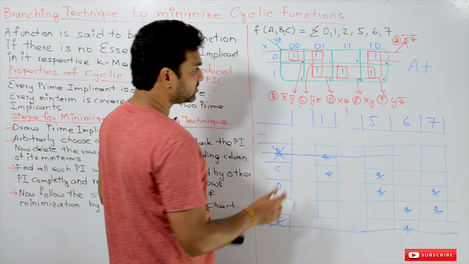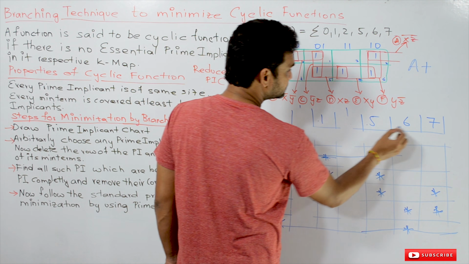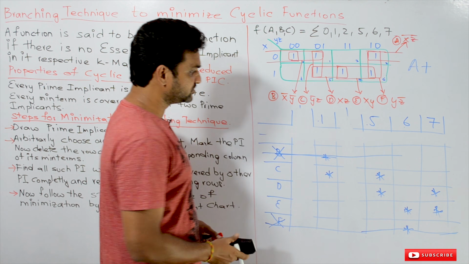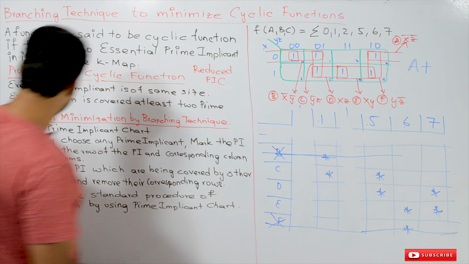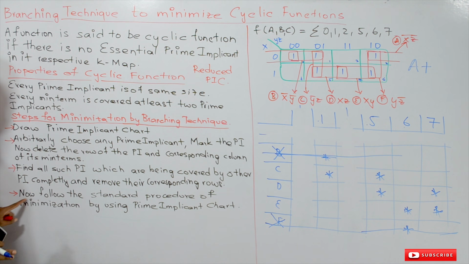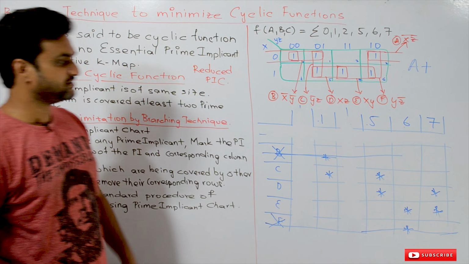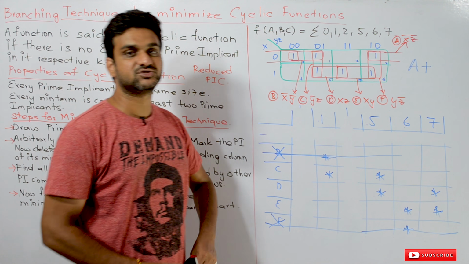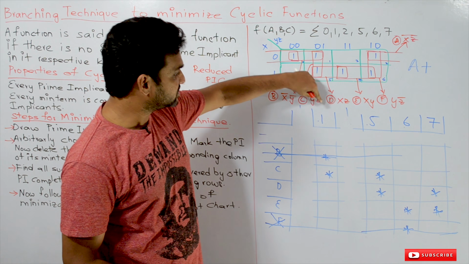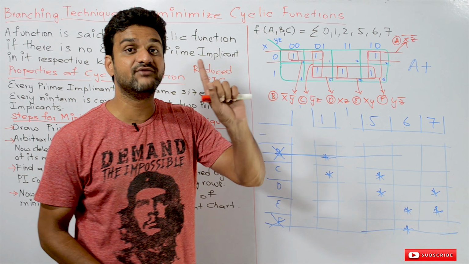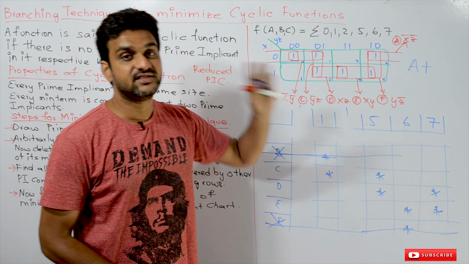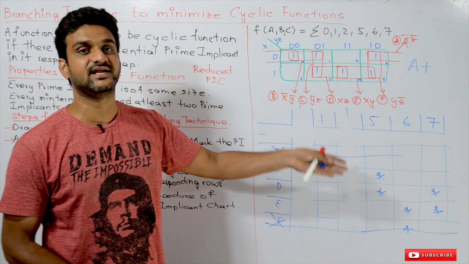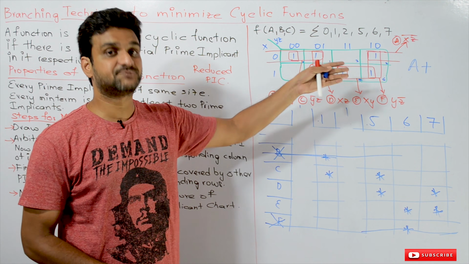So we are left with 1, 5, 6, 7. These are to be chosen. So how to choose smartly? The next step, now that we have removed it, is to follow the standard procedure of minimization by using the prime implicant chart. What is the standard procedure of minimization? We have to search for the columns which have only 1 star, which means that they are essential prime implicants. They should be there in the final expression.